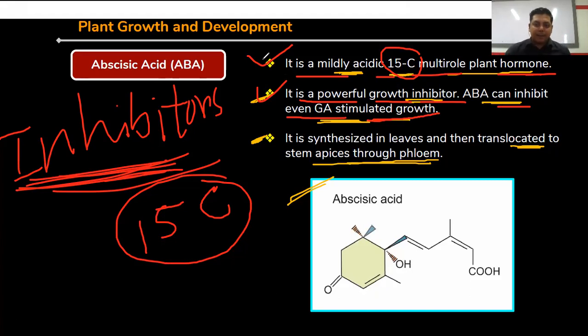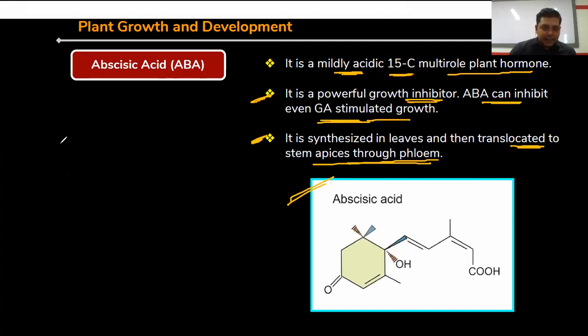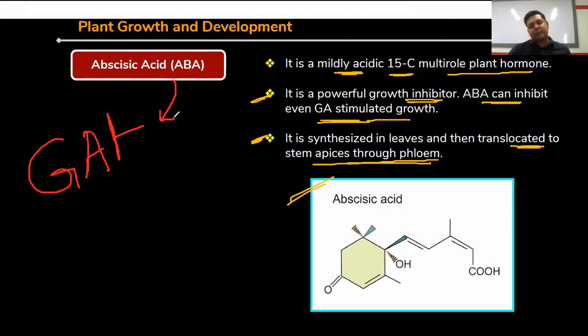So try to understand. In case of ABA, they are mainly a 15 carbon compound and a very powerful growth inhibitor. Sometimes there are some functions that are promoted by gibberellic acid, and these functions are stopped by ABA, right? Clear? So abscisic acid is mainly an inhibiting hormone, and they are mainly inhibiting the function of several gibberellin functions.